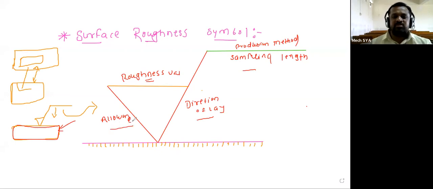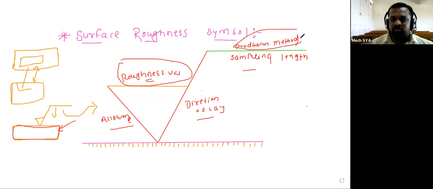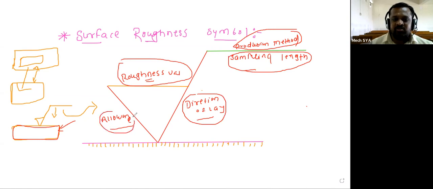Yes, understood this symbol. This portion shows the surface roughness value. Again this portion of this symbol shows the production method. Again this portion shows the sampling length. Again this portion shows the direction of lay. Again this portion shows the machining allowance. Okay, understood?